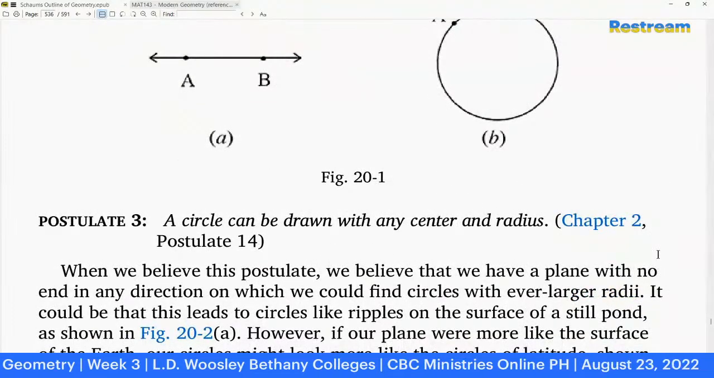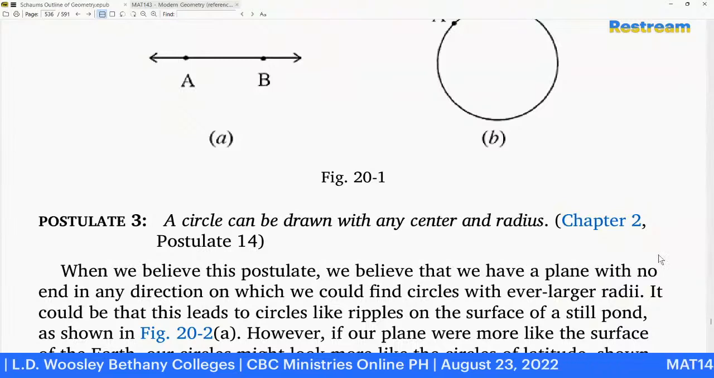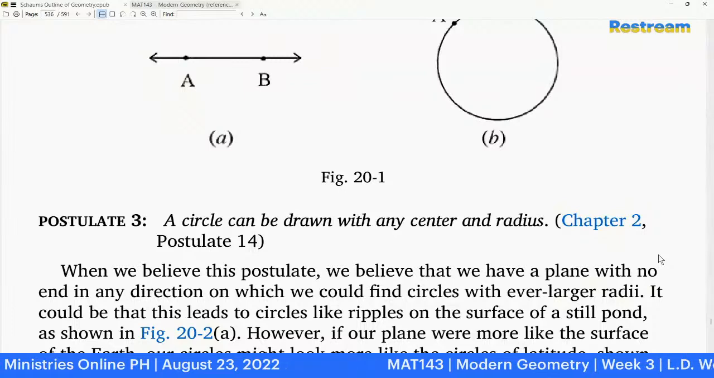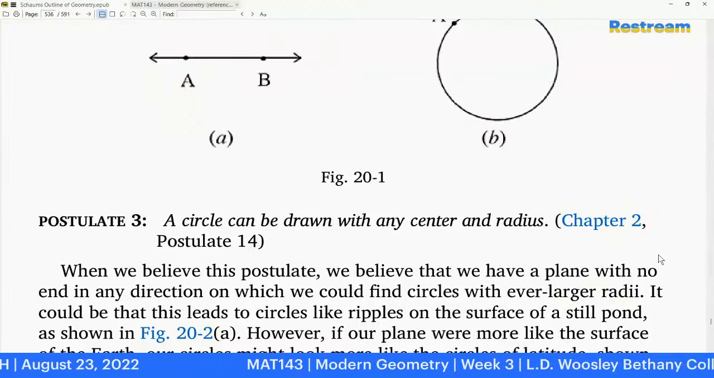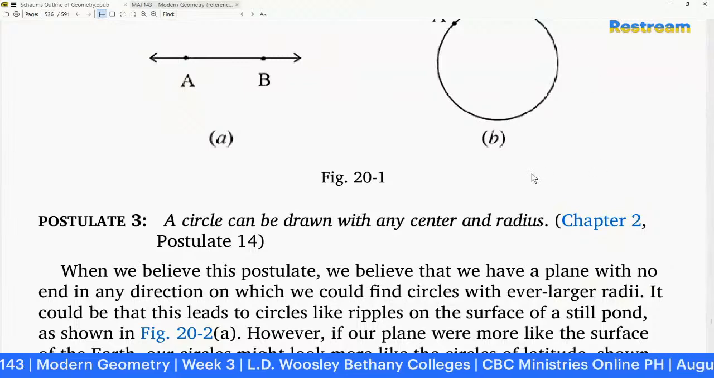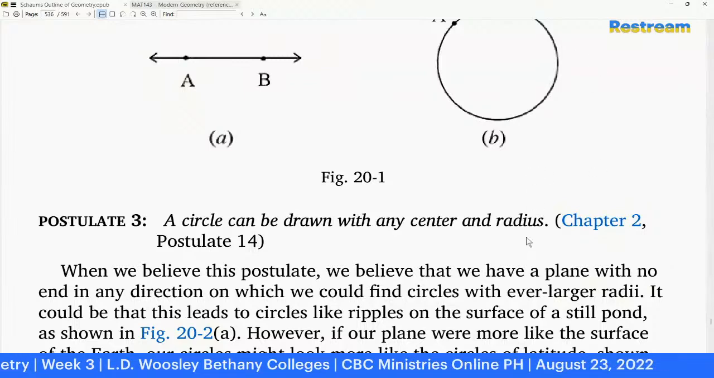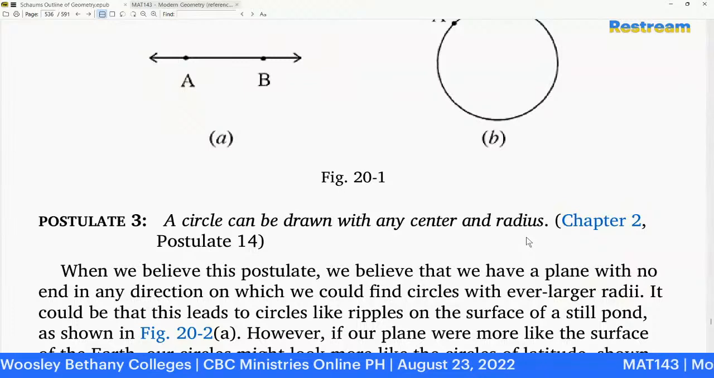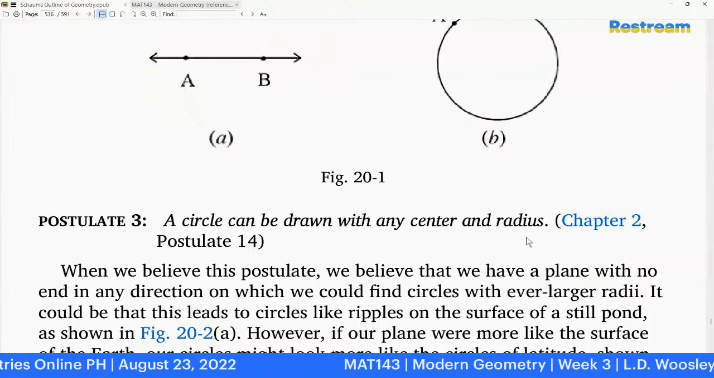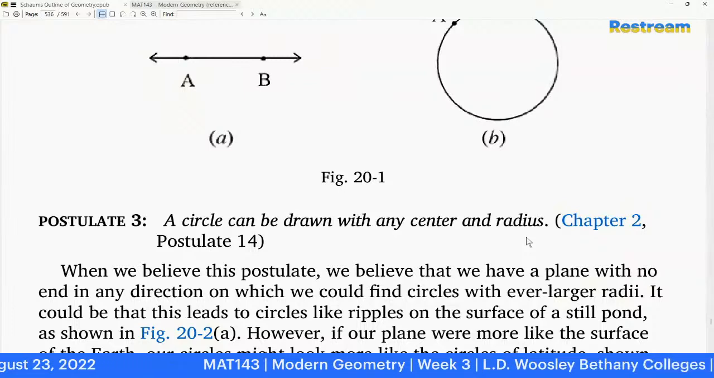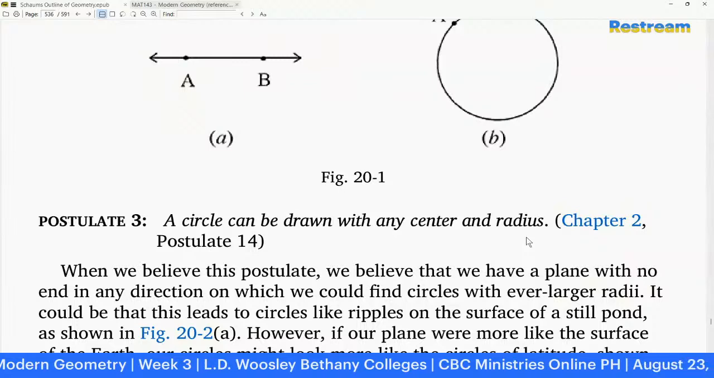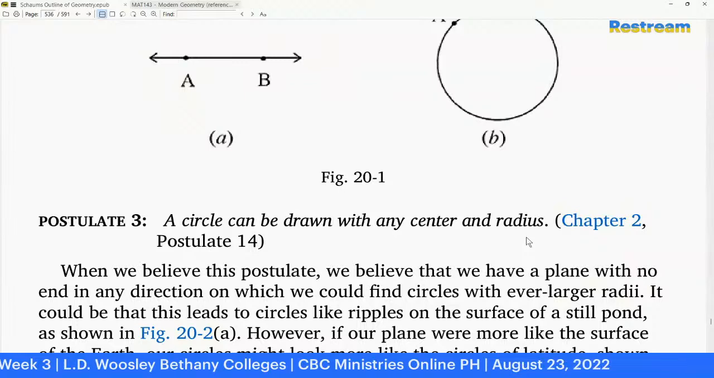Hazel, can you read postulate 3? Okay. Postulate number 3: a circle can be drawn with any center and radius. Any center and radius. So it's a combination of center and radius that would define your circle. In fact, that defines a circle. If you have a radius and a center, that's a unique circle. Okay?